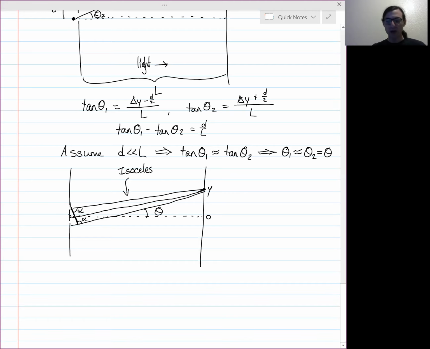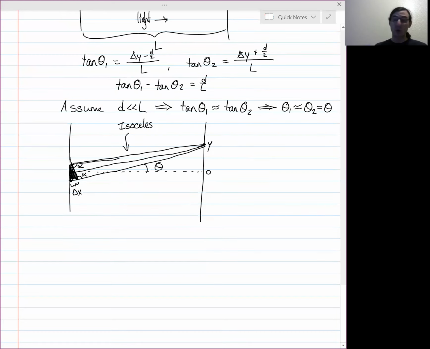And the reason why we're doing this is because one side of that triangle, this distance here, is delta x. That's how much further one of the beams traveled than the other beam. And that's the important part, because in an isosceles triangle, the sides are the same length. So after this bottom beam has traveled delta x distance, then it travels the same distance as the top beam. That's the takeaway here. So zooming in on that triangle, we get something like this.